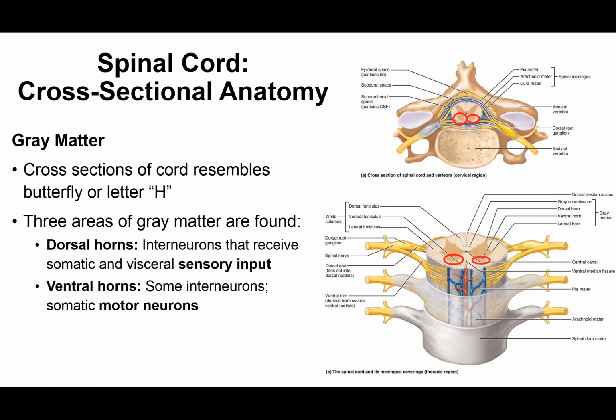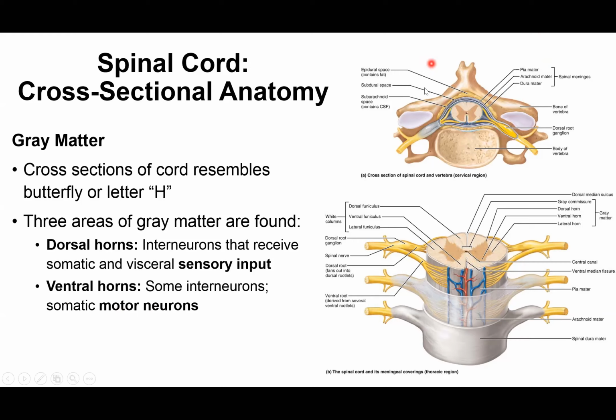So we said then that our dorsal horns are receiving sensory input from the organs and from skeletal muscle. The ventral horns are going to be containing motor neurons that go to skeletal muscle, so somatic motor neurons, so voluntary control motor neurons.